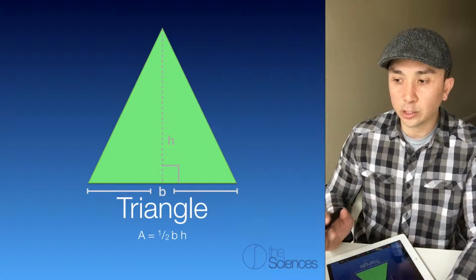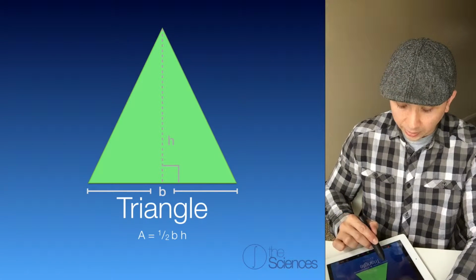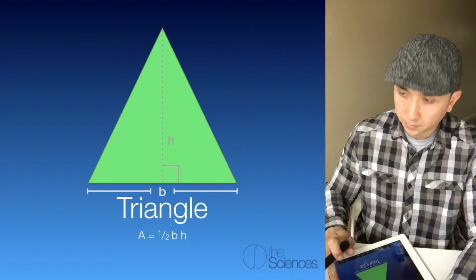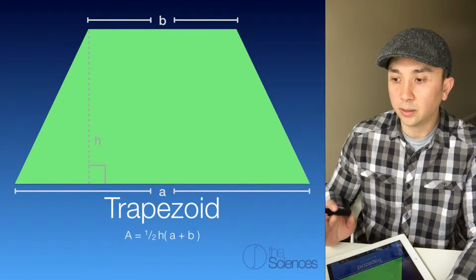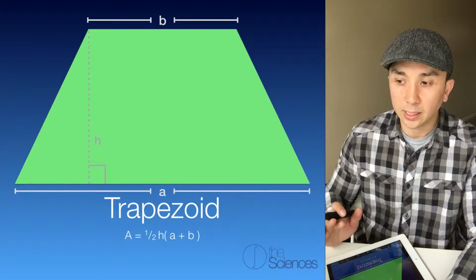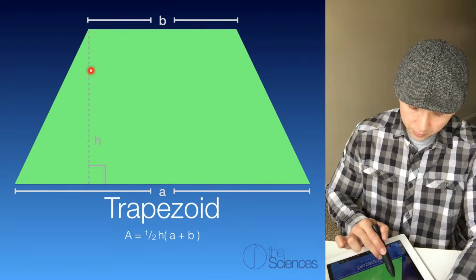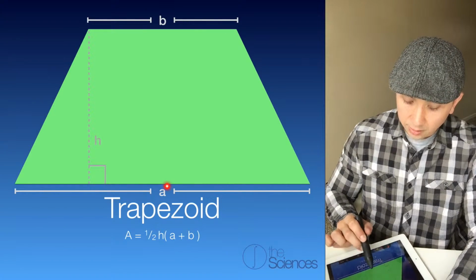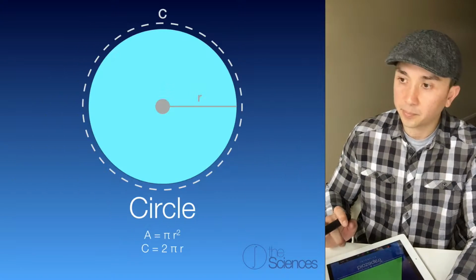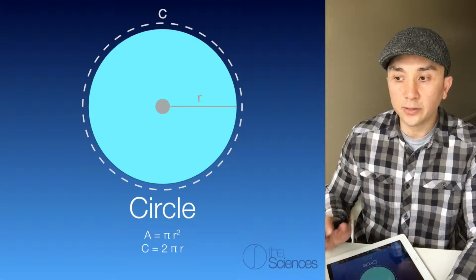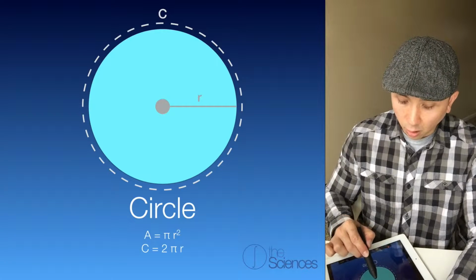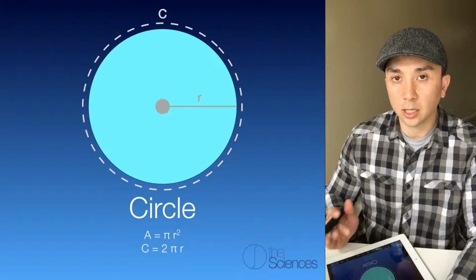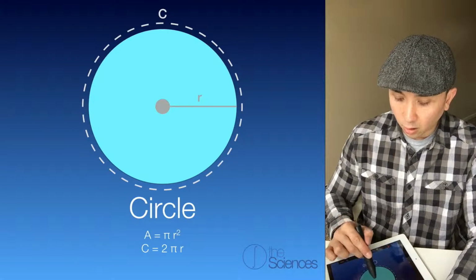Now the area for a triangle is 1/2 the base times its height. The formula for the area of a trapezoid is 1/2 the height times A plus B. Now the area of a circle is pi r squared, and the circumference of a circle is 2 pi r.